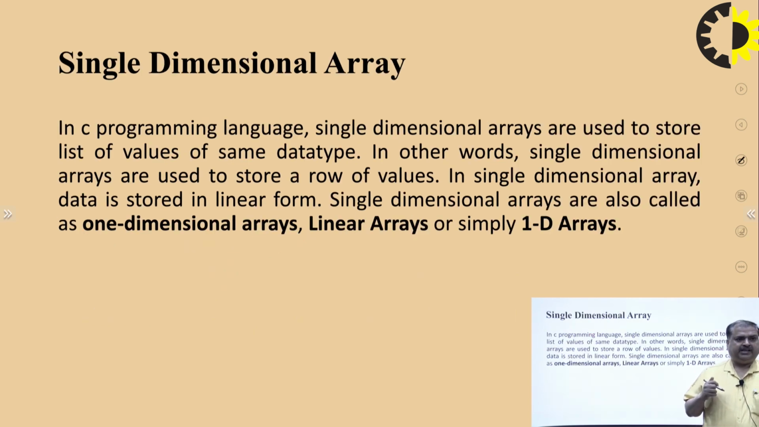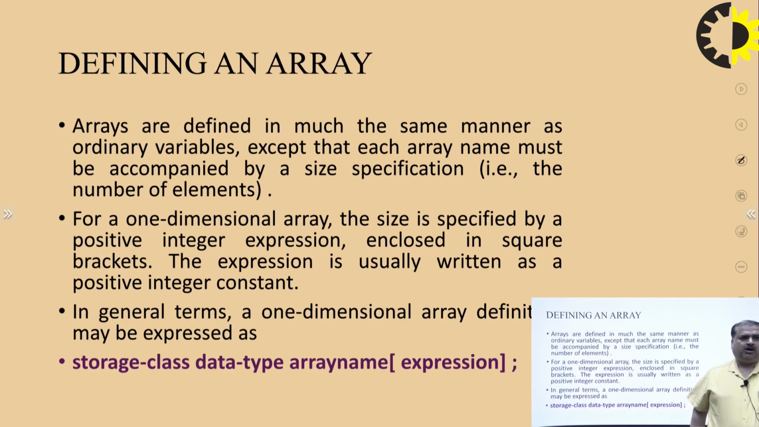So in a 1D array, I have already told you that we have a single dimension and a list of values in linear form. So that will be treated as a 1D array. Now, how to define an array? I am treating this lecture as a very basic lecture for students who have just started studying C programming.